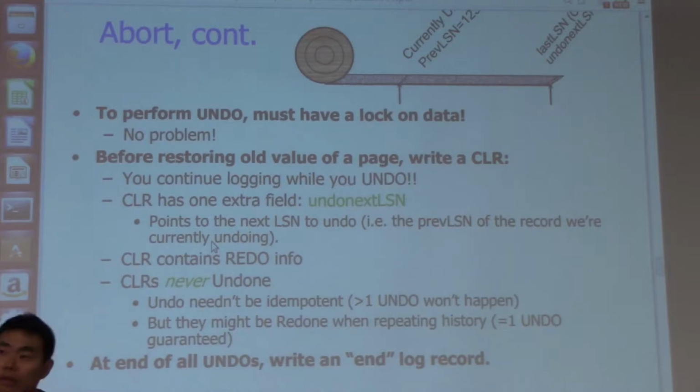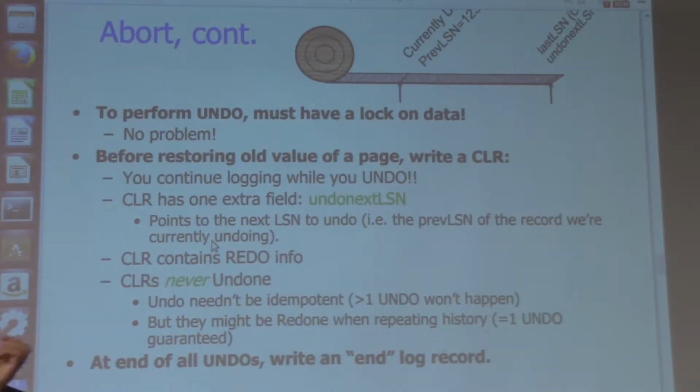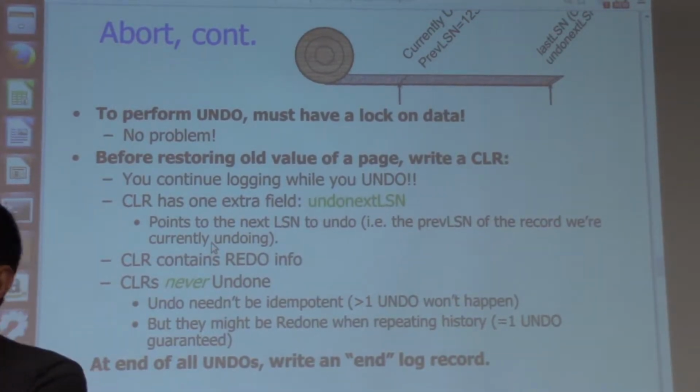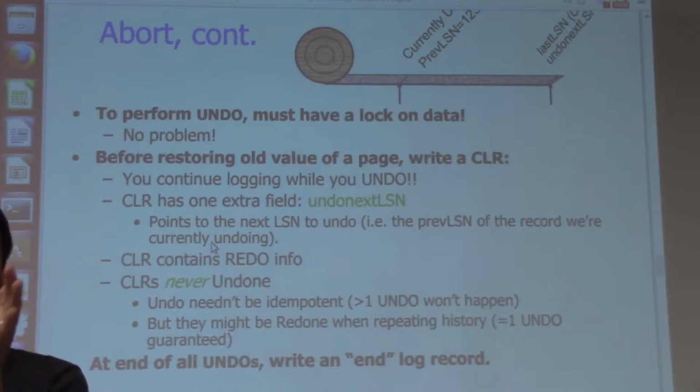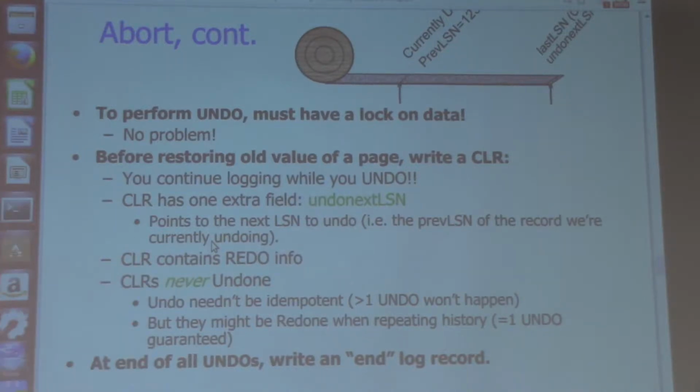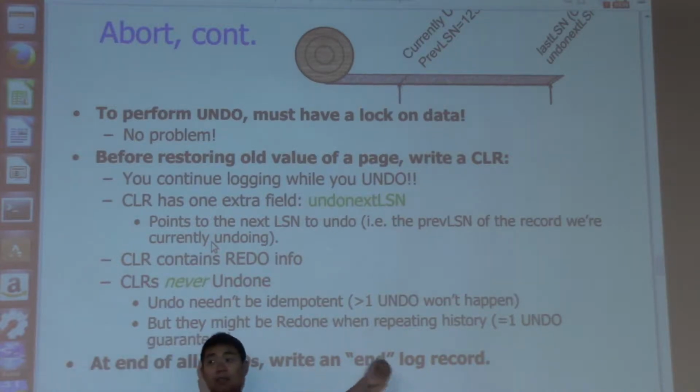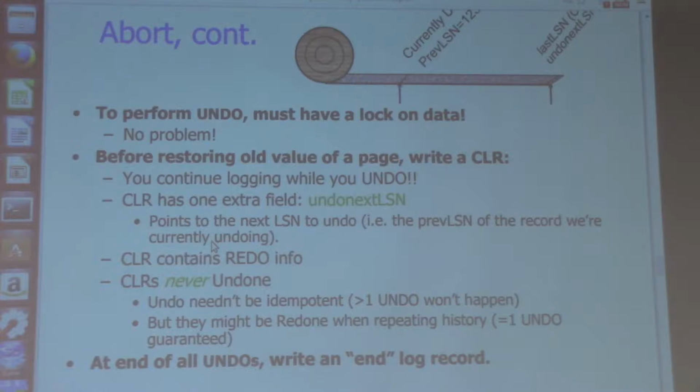What do you mean it contains redo information? Well, you know the page ID, you know the offset, you know the old data. You don't even care about the new data anymore. Because to redo the undo, all you need to know is the offset, length and old data. You don't care about the new data. Yes or no? Do people follow me? Okay. At the end of all undos, I write an end log record, and I eliminate that corresponding entry from the transaction table.